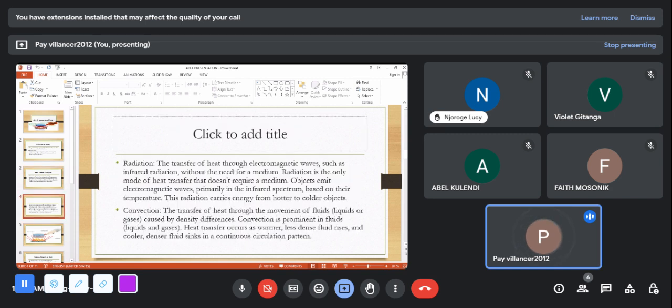Now, for this slide, I want to call upon Njoroge Lucy to take us through radiation and convection. Is Njoroge Lucy with us? Faith Musonik, can you take us through radiation and convection?